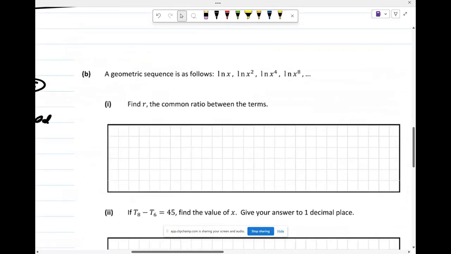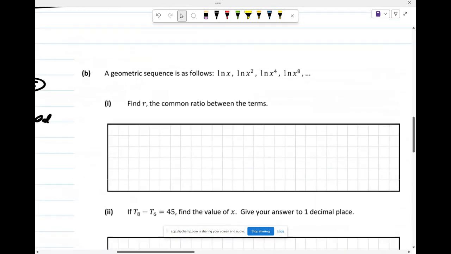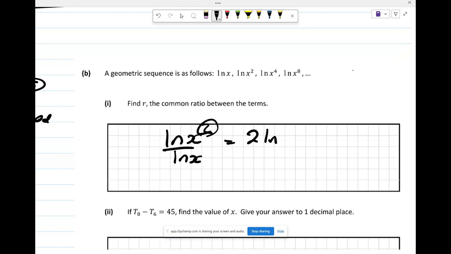Second part says, geometric sequence is as follows, find the common ratio between the terms. Okay, so remember I said before, if you're finding the difference in the terms, we take this one and minus this one. If we're trying to find the ratio, we're going to take this one and divide it by this one. So this means ln x squared over ln x. If we're squaring any log, that's going to be the same as multiplying by that power over ln x. And that means our two logs will cancel and we get 2 is equal to our ratio.